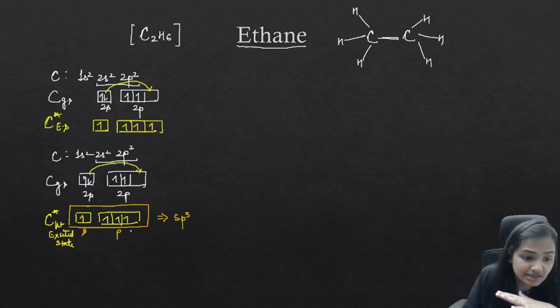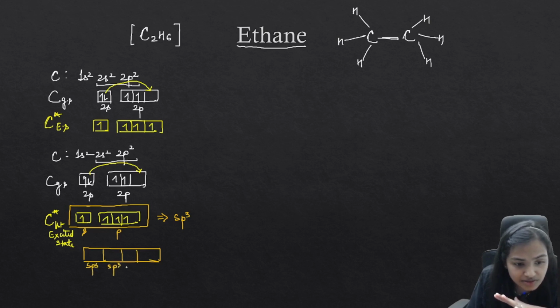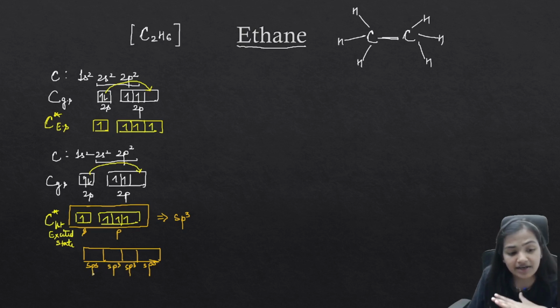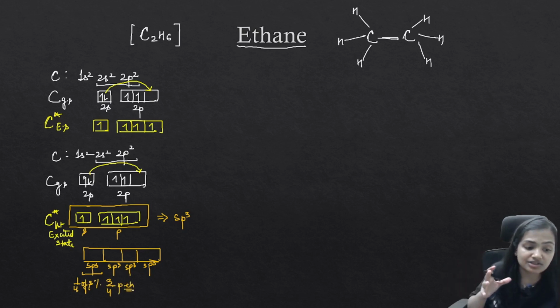This means that now it is very difficult to distinguish between all these 4 orbitals. They are sp3, meaning this orbital is also sp3, this is also sp3, this is also sp3, and this is also sp3. So every orbital has 1/4 s character, that is 25 percent s character, and the p character is 3/4, 75 percent p character. This means the p character is higher as compared to the s character.